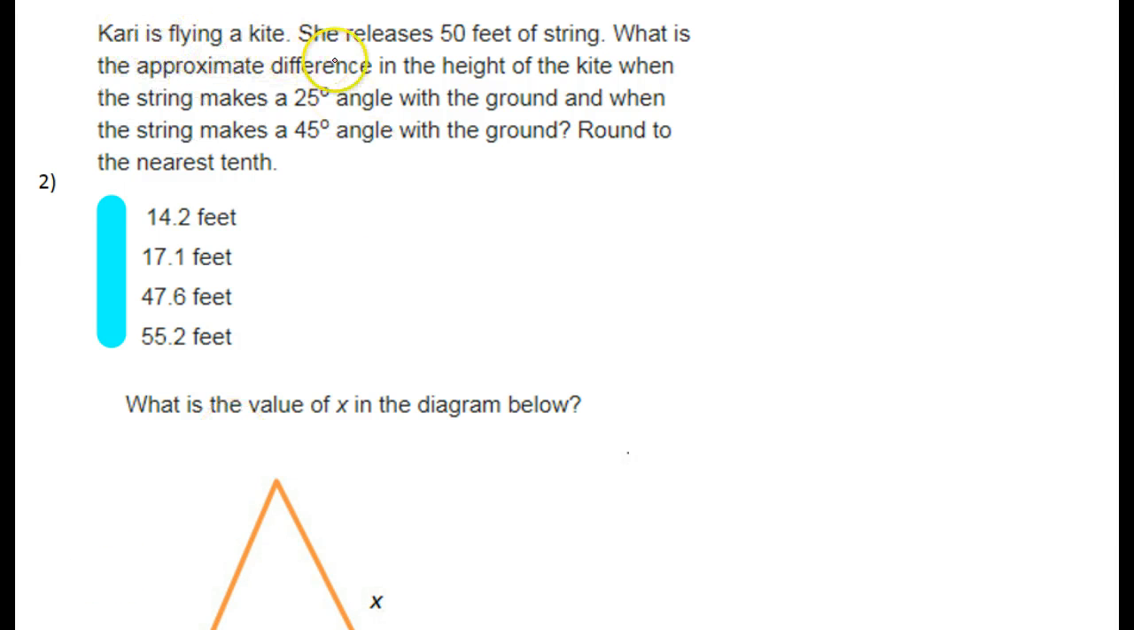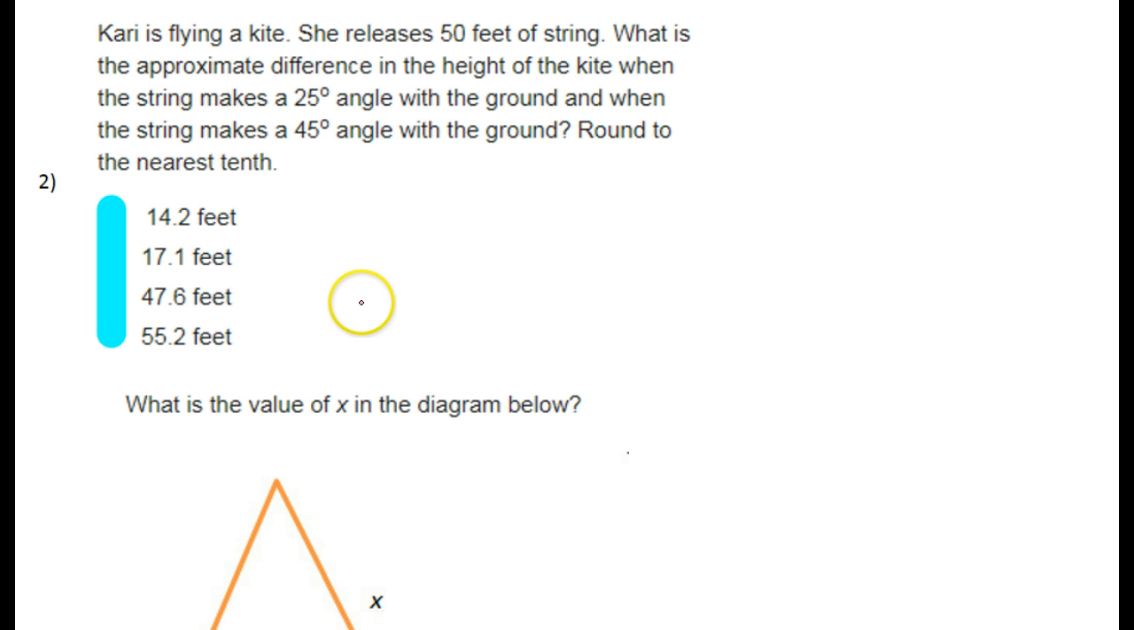Carrie is flying a kite. She releases 50 feet of string. What is the approximate difference in the height of the kite when the string makes a 25-degree angle with the ground and when the string makes a 45-degree angle with the ground? Round to the nearest tenth.